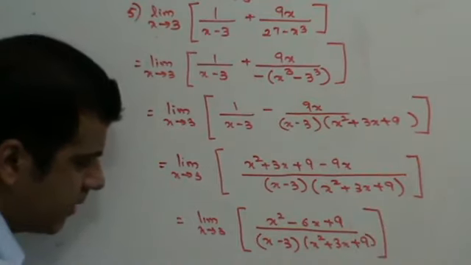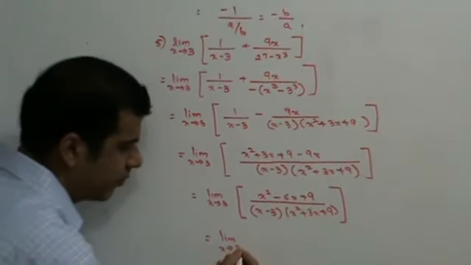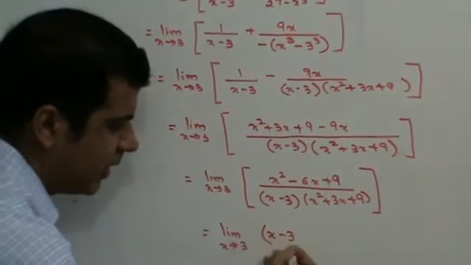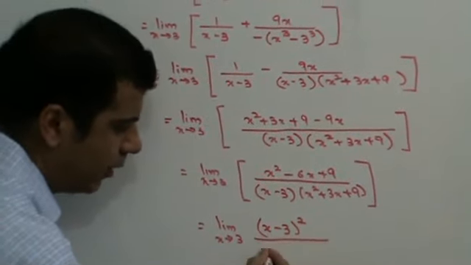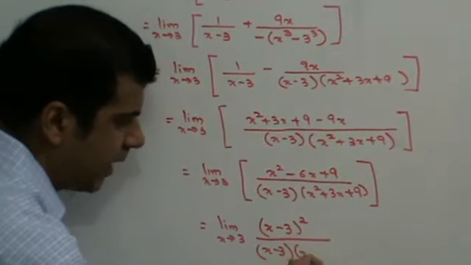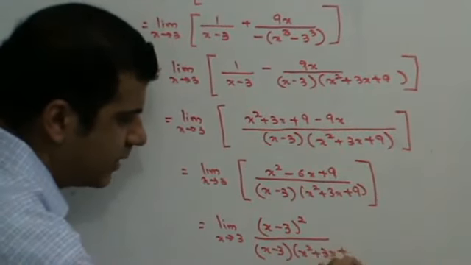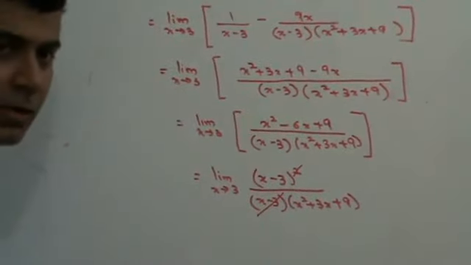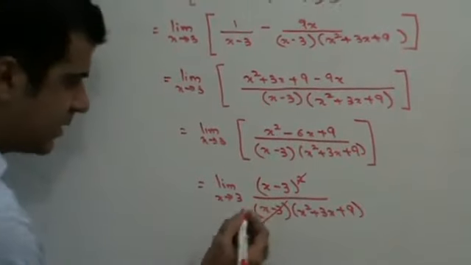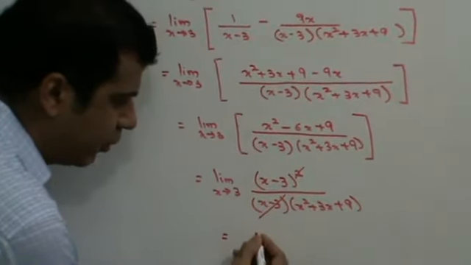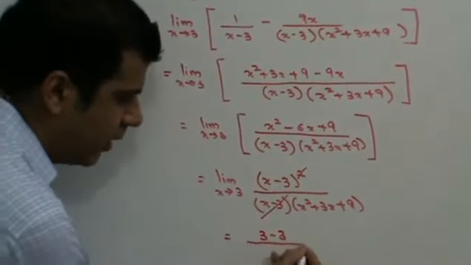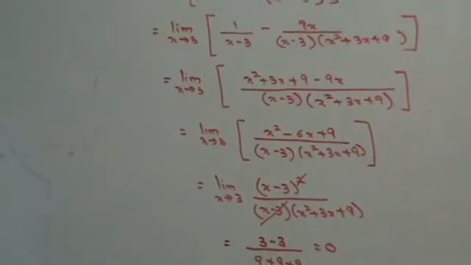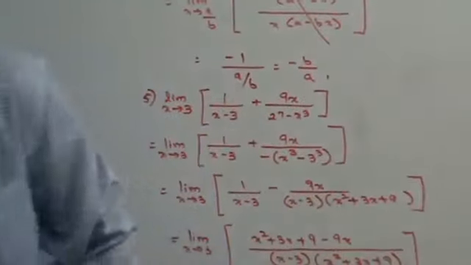This can be written as limit of x tends to 3. x square minus 6x plus 9 is nothing but x minus 3 the whole square, upon x minus 3 into x square plus 3x plus 9, and x minus 3 in the numerator and denominator gets cancelled. Once they get cancelled, you can substitute. So this will be 3 minus 3 upon 9 plus 9 plus 9. Answer is 0.